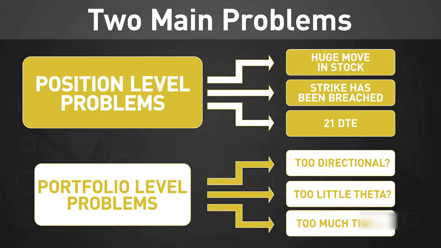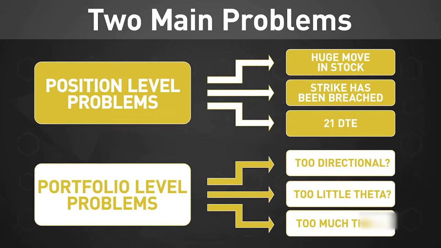And specifically, you need to differentiate between problems at the position level and problems at the portfolio level. So position level problems, these are usually going to be pretty obvious. Like they're going to jump off the screen and stick out like a sore thumb. They could be a huge move in the stock, it could be a situation where one of your strikes has been breached, or maybe you've just naturally reached the 21-day marker in that cycle. Sure, some of these are going to be a bit more surreptitious, like your index, individual stock exposure, but usually you won't have to go hunting around to find these guys. They're going to find you.